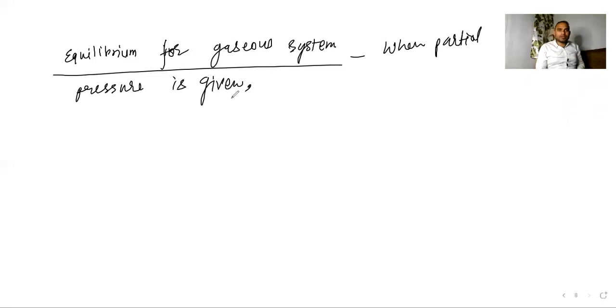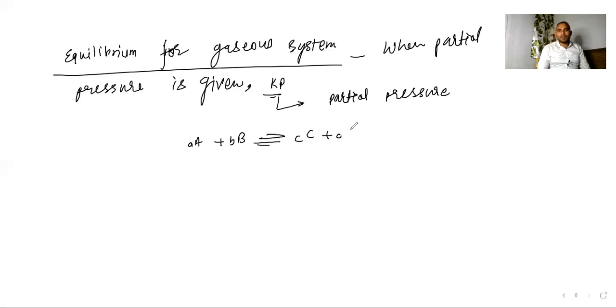So if we do that calculation, that is represented by Kp. P is for partial pressure. Now, what we will be able to do in this condition, suppose I am taking the same equation, a mole of A plus b mole of B gives c mole of C plus d mole of D.